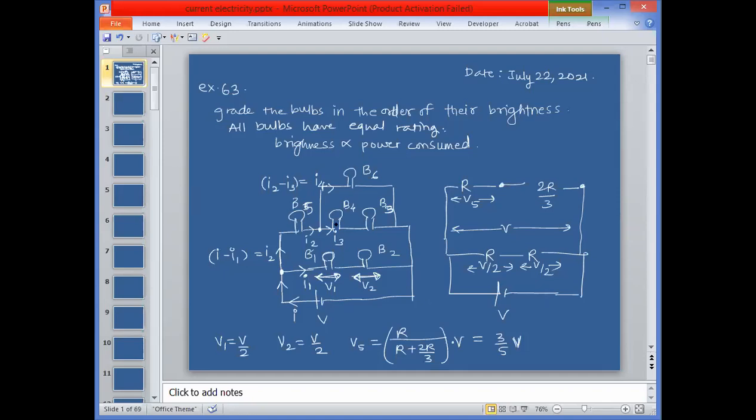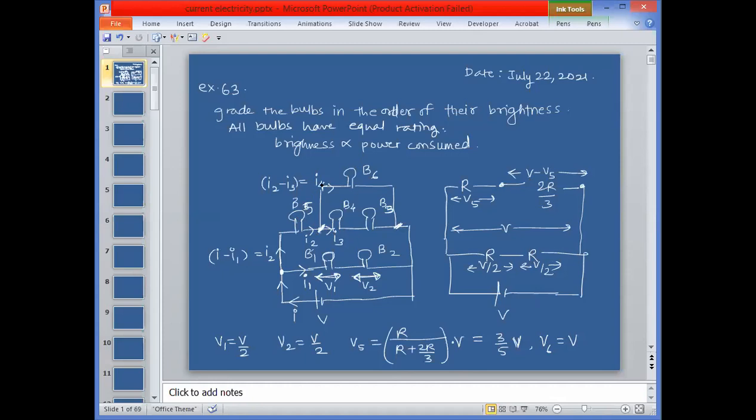Now what we can do is this. The remaining potential difference will be equal to V minus V5. This is total V, this is V5 across the fifth bulb, and the total potential difference between this point and this point will be equal to V minus V5. But V minus V5 is equal to V6, the potential difference across the sixth bulb. So let me write V6 is equal to V minus V5, right?